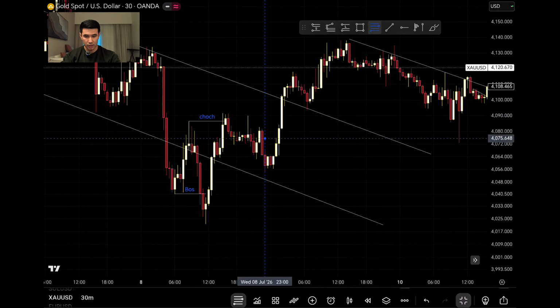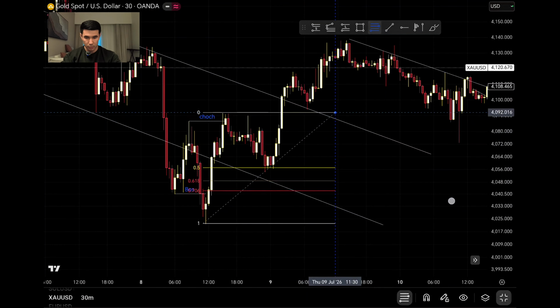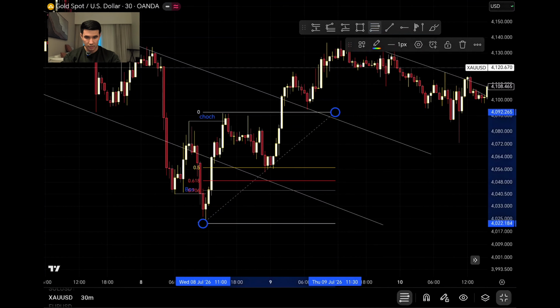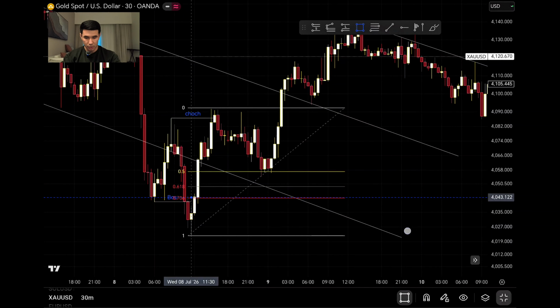So you put the Fibonacci on the bottom of here, and you put the top of there. You see, and you just mark this Fibonacci golden zone.